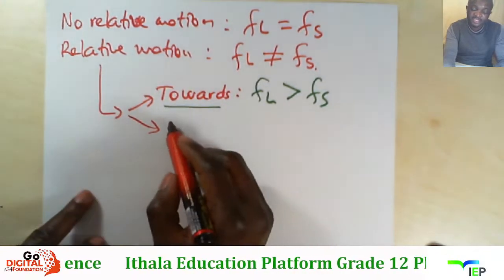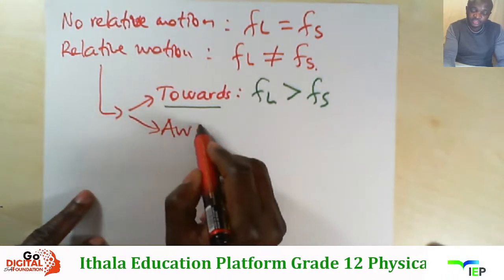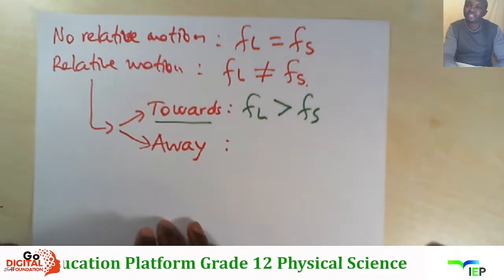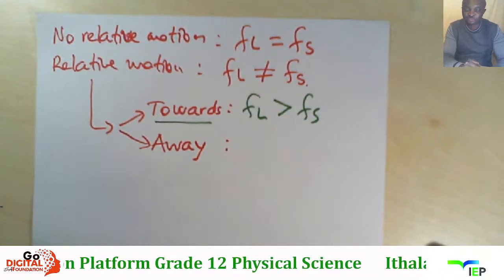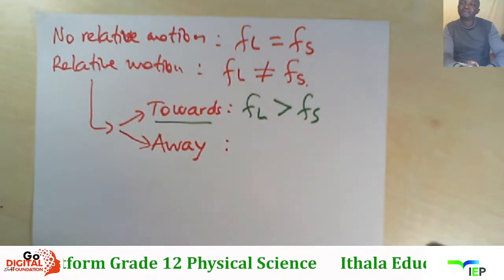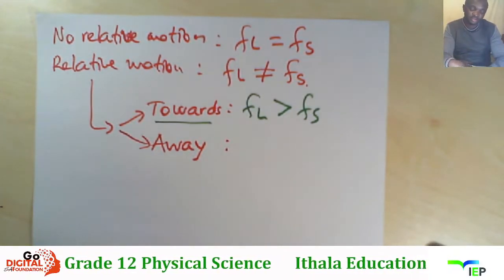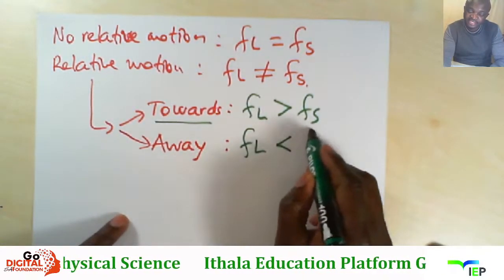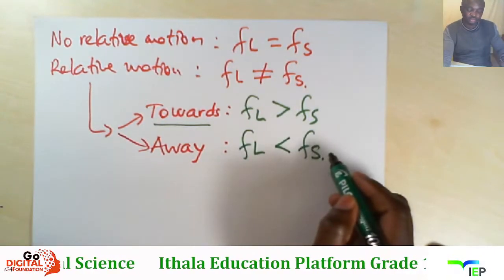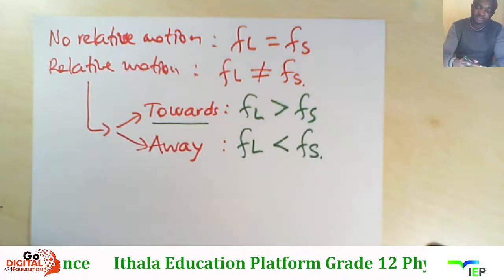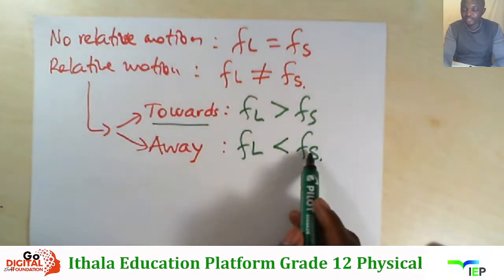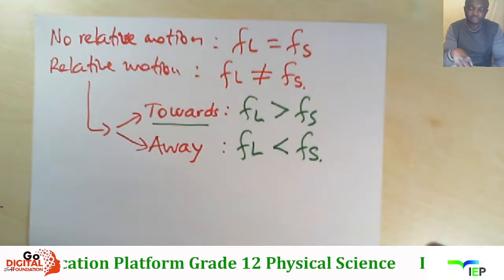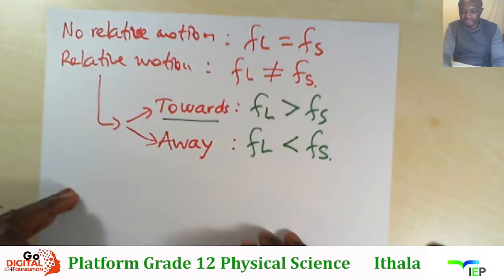Then what happens when they move away, right? When it's moving away, we have the same possibility. It could be the source of the sound moving away from the listener, or the listener moving away from the source of the sound. And in that case, the frequency of the listener will be less than the frequency of the source. It means the listener will hear a sound with a lower frequency than the frequency of the sound itself. Right. What else must we talk about here?